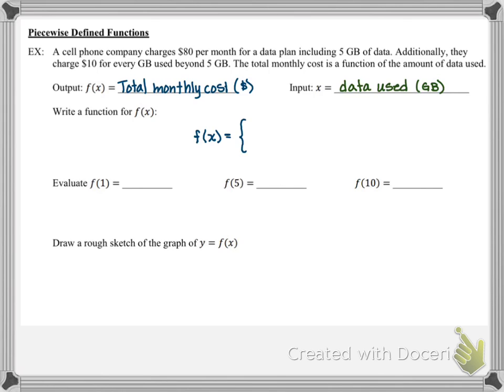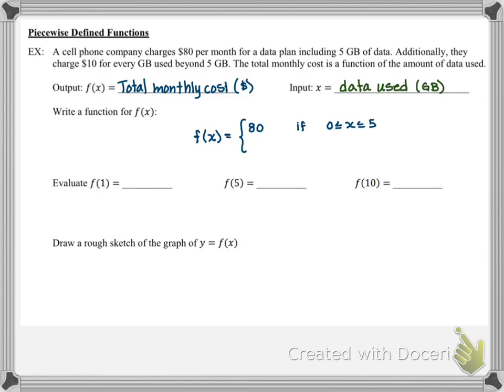You still have to pay the same amount even if you don't use all of your data. So f of x is equal to 80 if x is between 0 and 5. I included both 0 and 5 because if you don't use any data, you still have to pay for your phone, right? And if you use exactly 5, you don't have to pay any extra. So both 0 and 5 are included there.